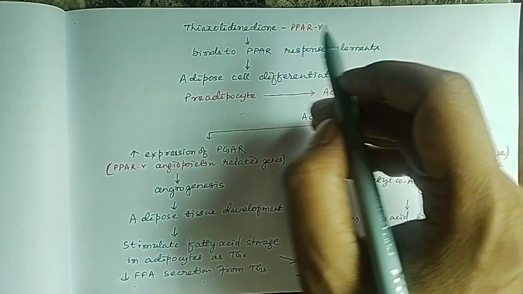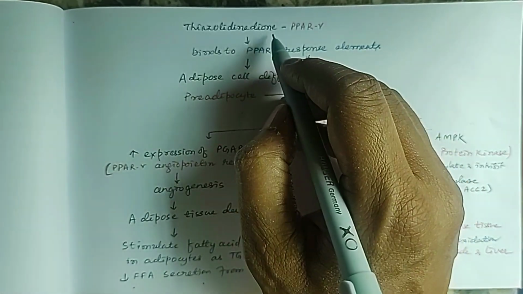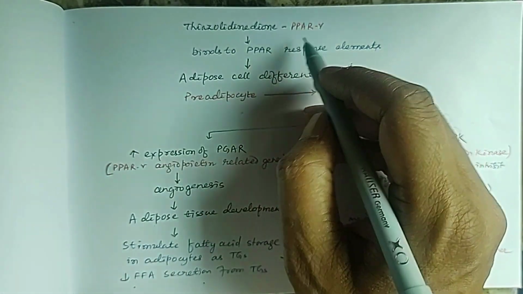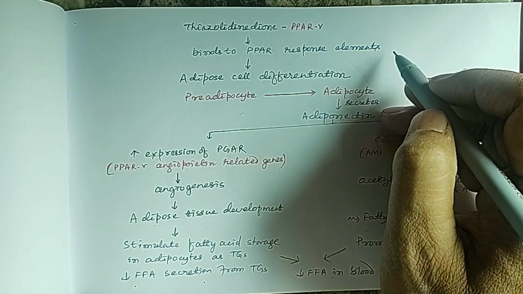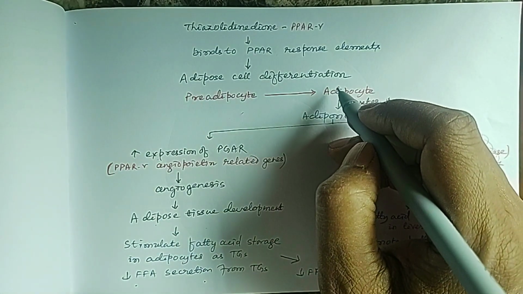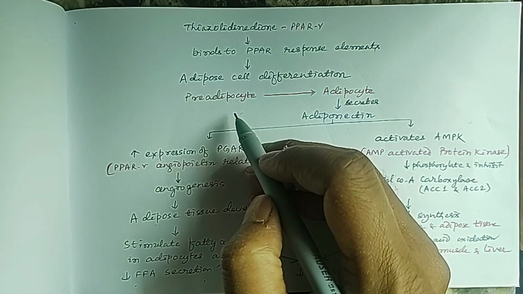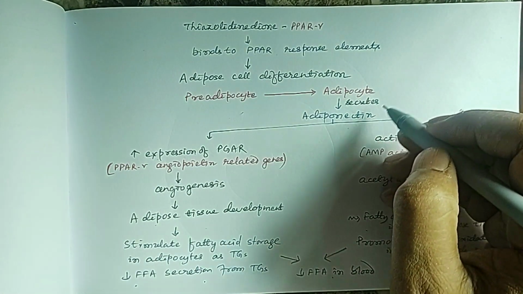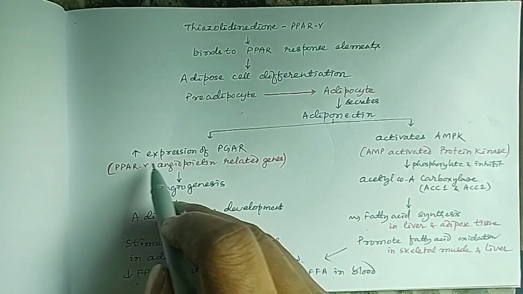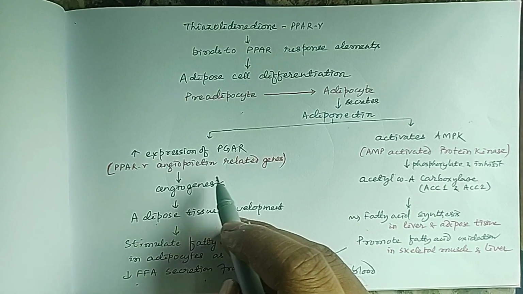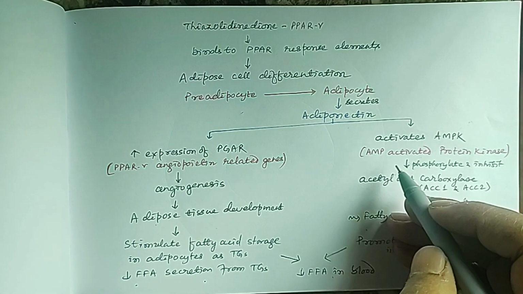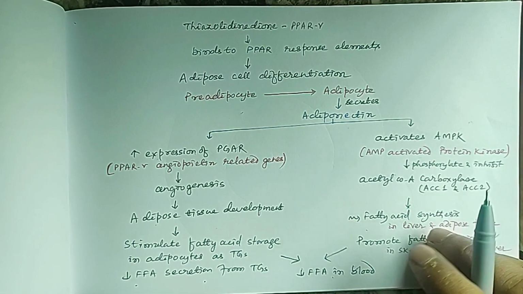Let us see how the thiazolidinediones act. Thiazolidinediones bind to the PPAR-gamma receptor. That complex will bind to the PPAR response elements in the DNA, and that will cause adipose cell differentiation. Pre-adipocytes will be converted to adipocytes, which will secrete adiponectin. Adiponectin has two functions. One, it increases the expression of PPAR-gamma and angiopoietin related genes, and second, it activates AMPK, AMP activated protein kinase.